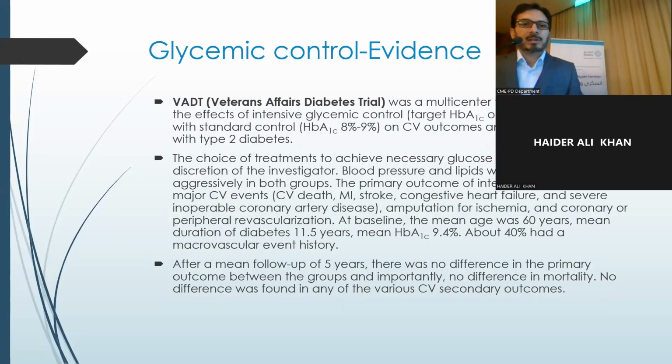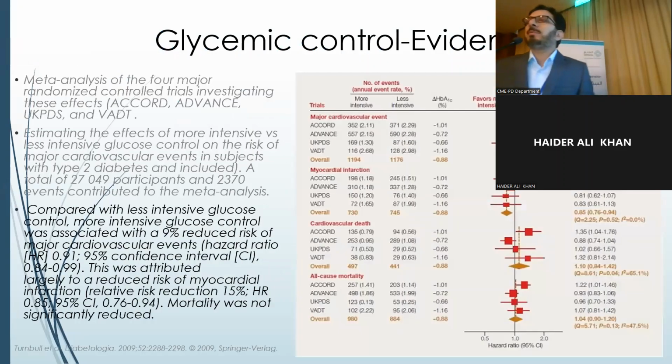The VADT trial, on the other hand, showed that at the end of a mean follow-up of 5 years, there was no difference in primary outcome between the two groups, the intensively treated and the standard treatment group. The meta-analysis of these 4 trials indicated that compared with less intensive glucose control, more intensive glucose lowering was associated with a 9% reduced risk of major cardiovascular events, and this was attributable largely to the reduced risk of myocardial infarction. Mortality was not significantly reduced.